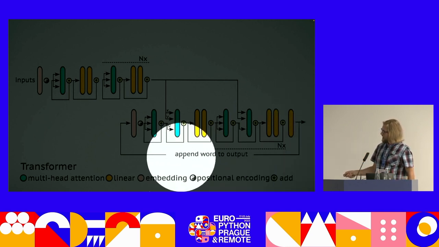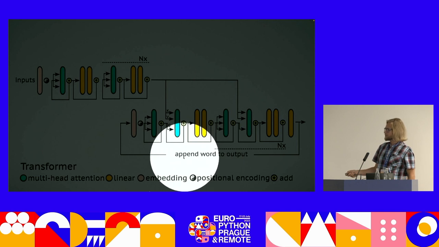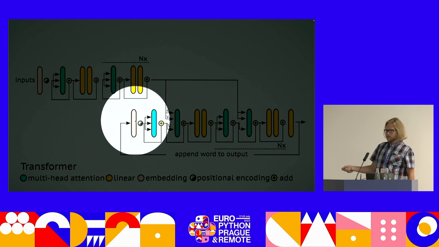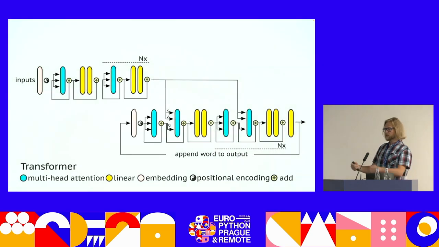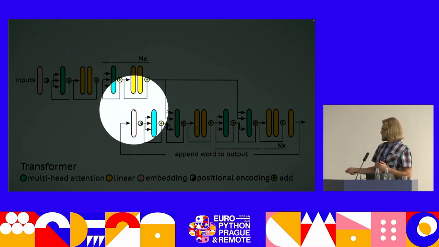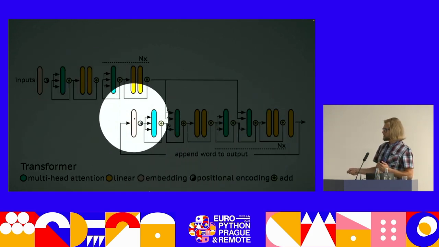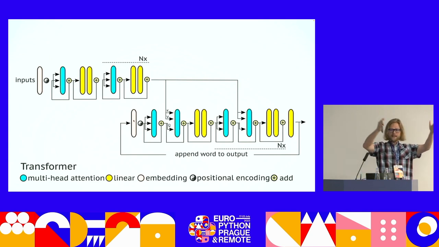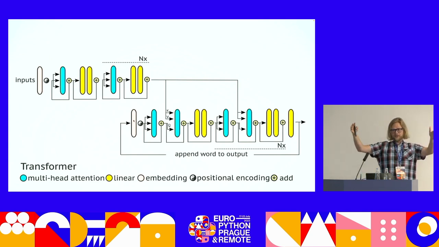And you add that to the sentence that you've already generated, and you feed that back in as the input to the decoder. So the decoder takes information from the encoder, but it also takes the sentence that it generated itself as its input to produce the next word, then takes that, produces the next word, takes that, produces the next word, and so on.